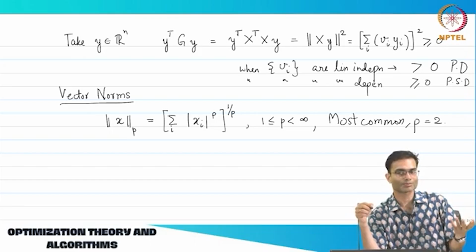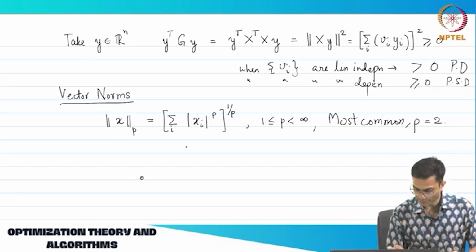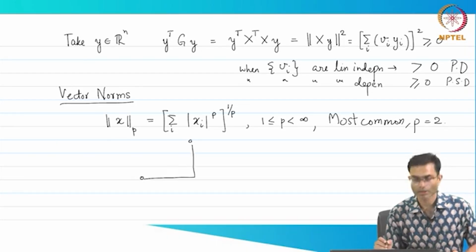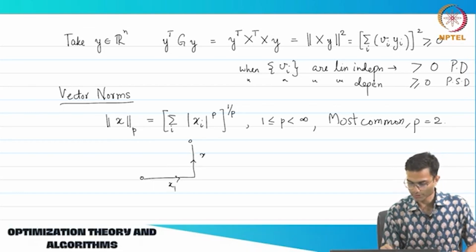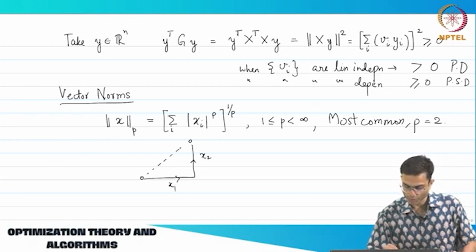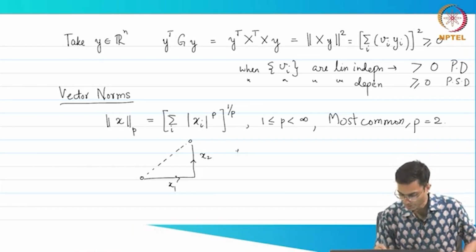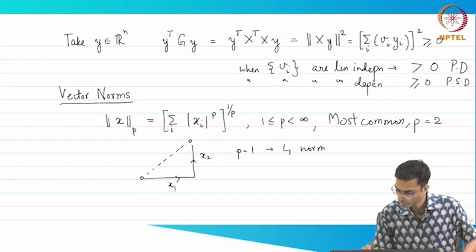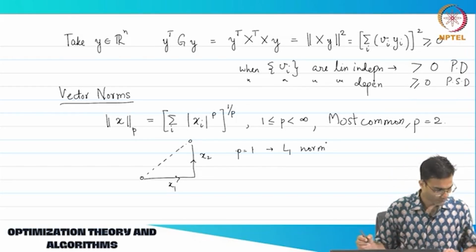What do you think that corresponds to? P equal to 1. Right. So for example, if I'm here and this is another point, then this is how I go, right? So from here to here. So this could be x1, this is x2. You don't go like this unless you're a crow, right? So this is P equal to 1, also called the L1 norm. Other people call it the Manhattan norm. Okay.